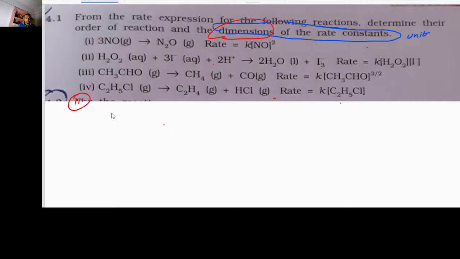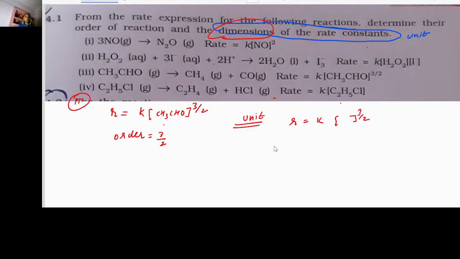So the rate they have given, how much rate they have given, student? It is K, in the square bracket what is there, student? CH3CHO, it is 3 by 2. This is there. So order is simply the sum of powers of concentration, so it is already given, 3 by 2. Dimension they are asking, student, the unit, that is the important thing. So how can you write the unit? So R is equal to K, and concentration power is 3 by 2, right? Let it be like that.